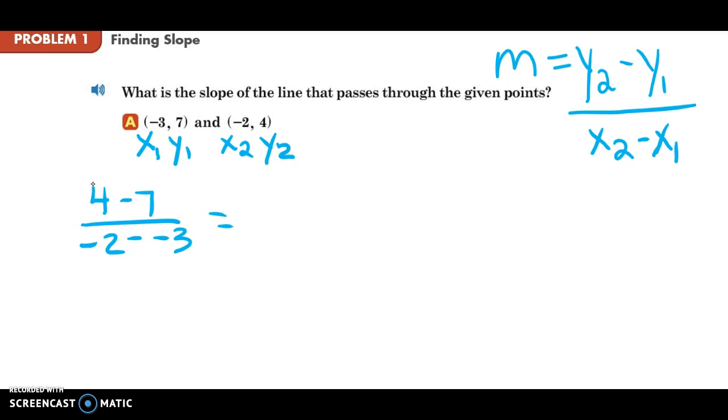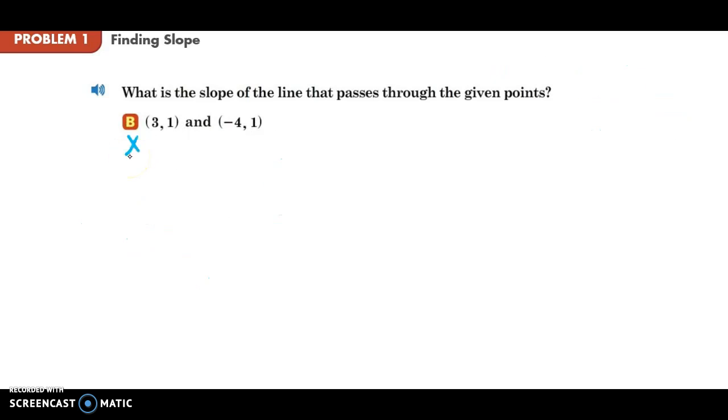So now let's compute the numerator. 4 minus 7. In the denominator we have a negative 2 minus a negative. So the two negatives turn into positive and we get 1. This can then be simplified to a slope of negative 3. Now let's try B. Go ahead and label your points and then plug them into the formula.